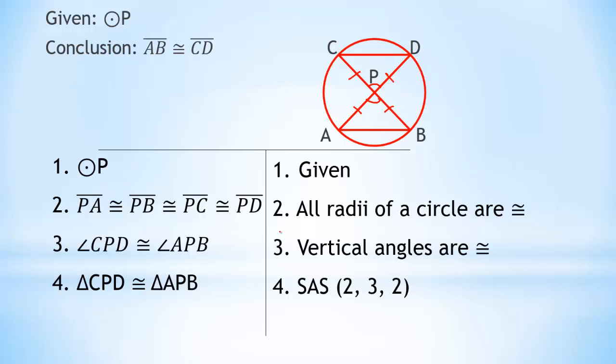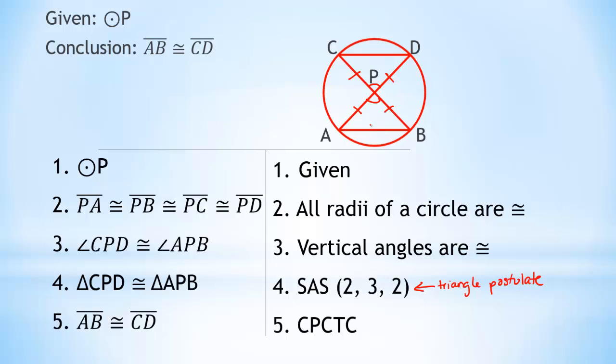And finally, and this is how it's always going to work when you prove something with CPCTC, your next step is going to be a triangle postulate. And then your last step will be CPCTC. Your last step's not always going to be CPCTC, but you're always going to have a triangle postulate followed by CPCTC unless you're trying to prove triangles congruent. So, final step, AB is congruent to CD because now that we've shown the triangles are congruent, their corresponding parts are congruent. Okay? Yay, we did our proof in 5 steps.